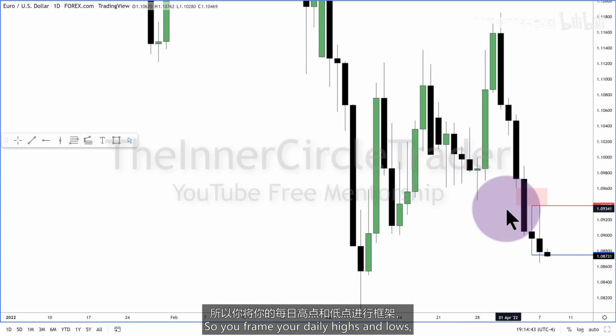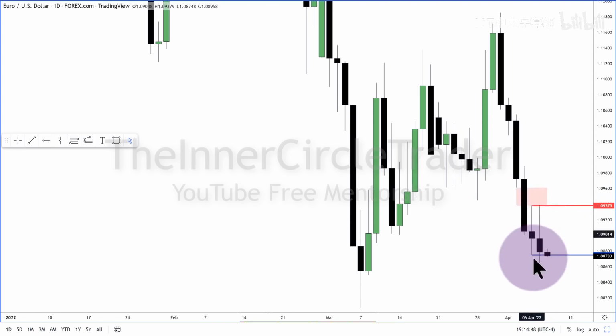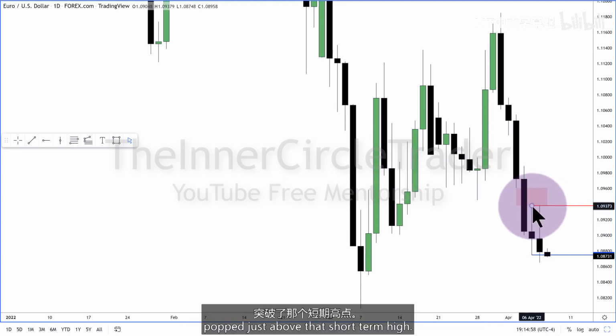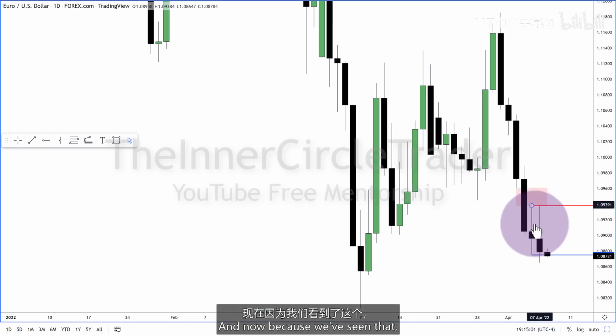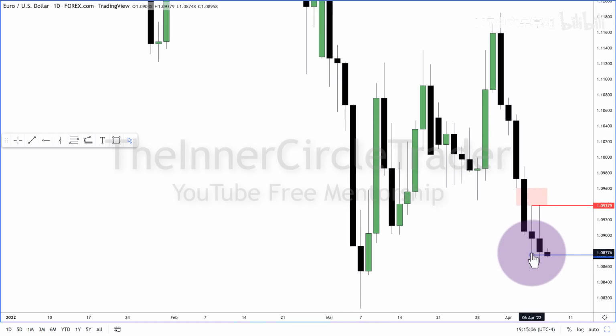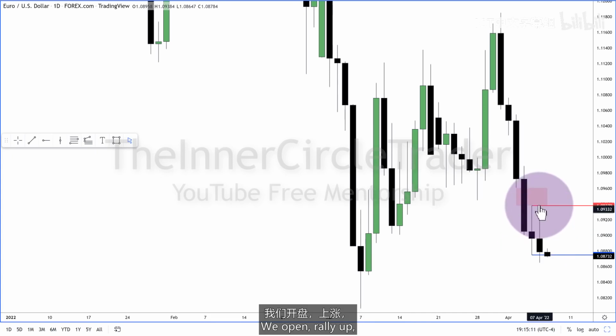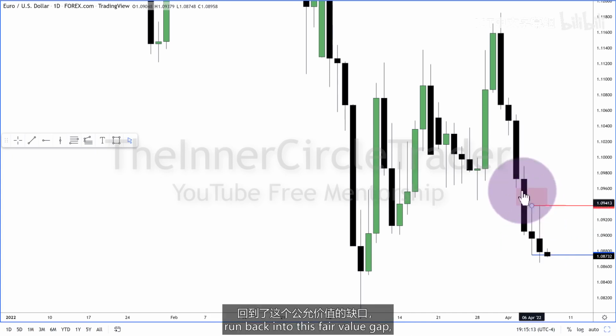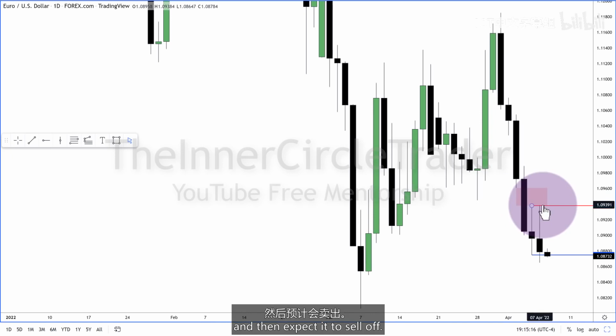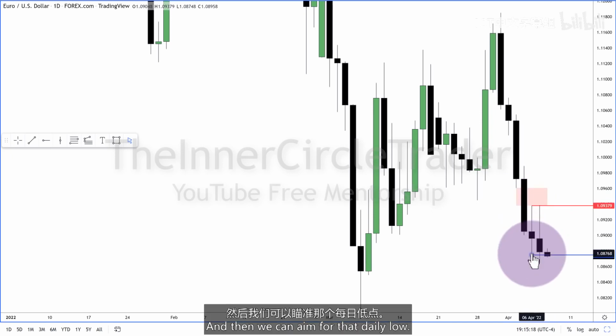So you frame your daily highs and lows, previous daily high, previous daily low. So we have this day here, yesterday's trading, or what would be considered Wednesday's trading. And then Thursday's trading, we opened here, we rallied up, popped just above that short-term high. And now because we've seen that, we can target that daily low right here. Okay, so this is the trading day on Thursday. We open, rally up, create a Judas swing, run back into this fair value gap, and then expect it to sell off. And then we can aim for that daily low.